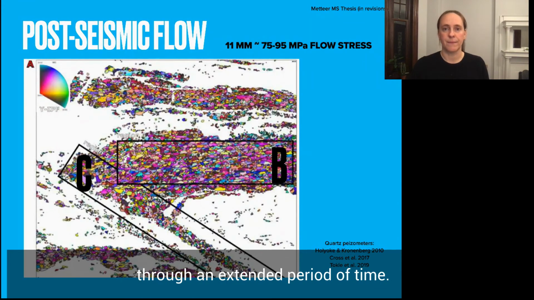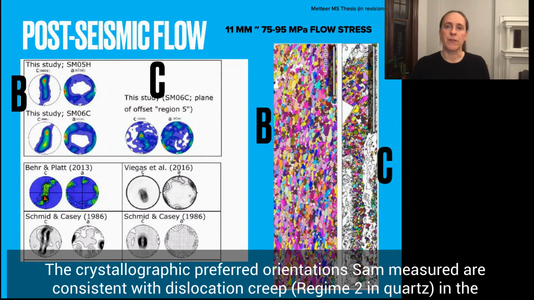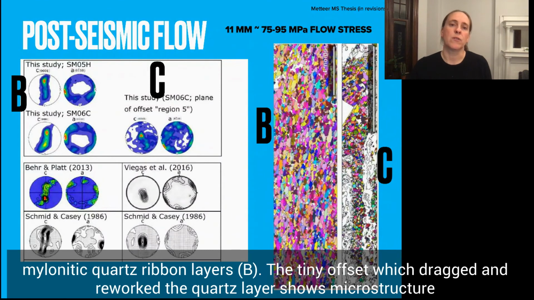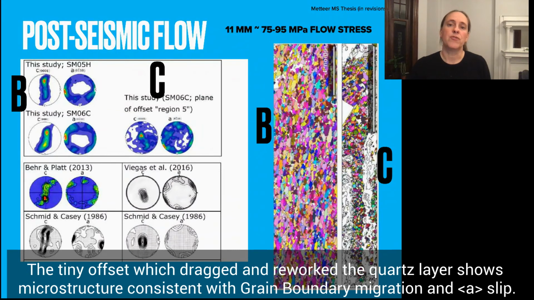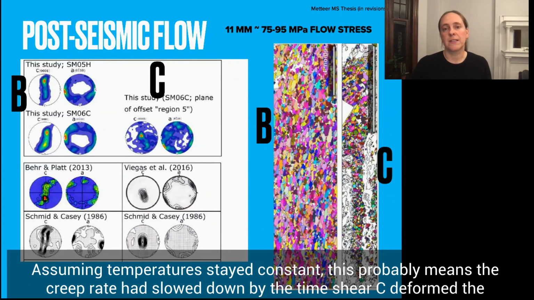The crystallographic preferred orientations Sam measured are consistent with dislocation creep in regime 2 in quartz in the myelinitic quartz ribbon layers, layer B. The tiny offset, which dragged and reworked the quartz layer, shows microstructure consistent with grain boundary migration and prism A slip. Assuming that temperatures had stayed constant between these two deformations, this probably means that the creep rate had slowed down by the time shear C deformed myelinite layer B.